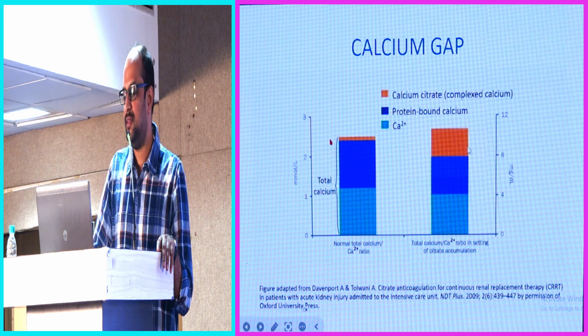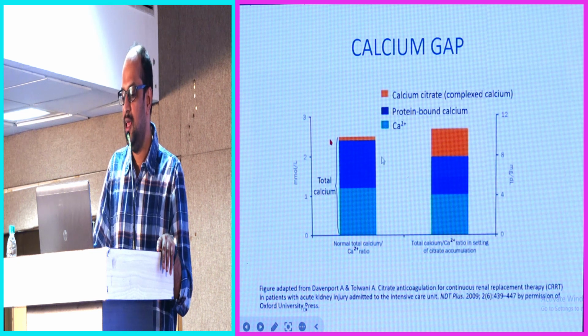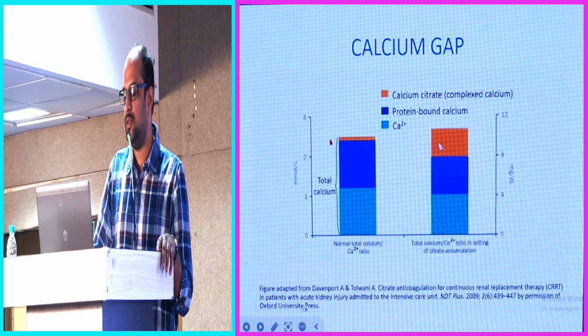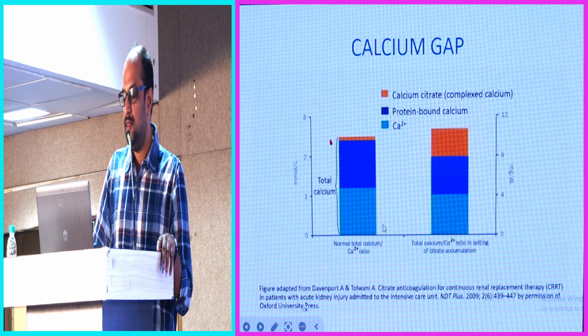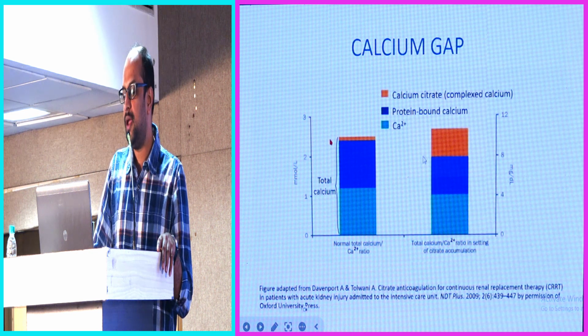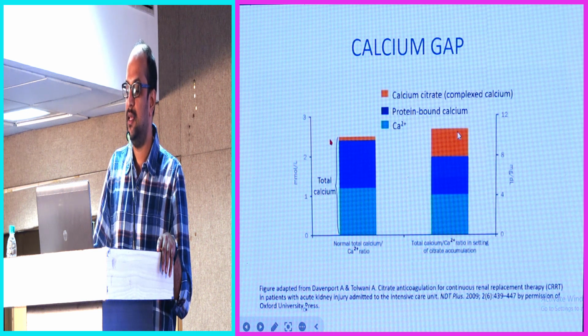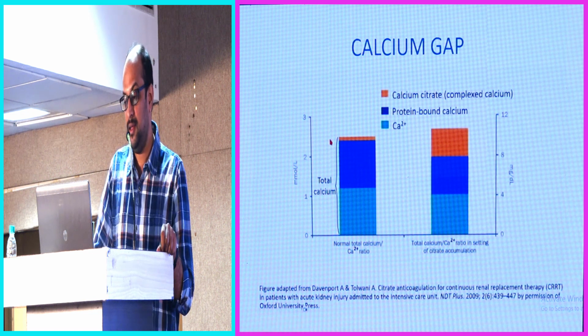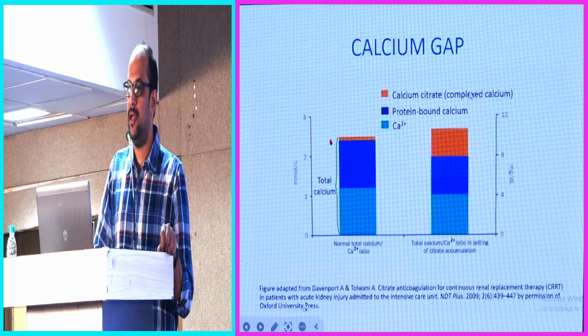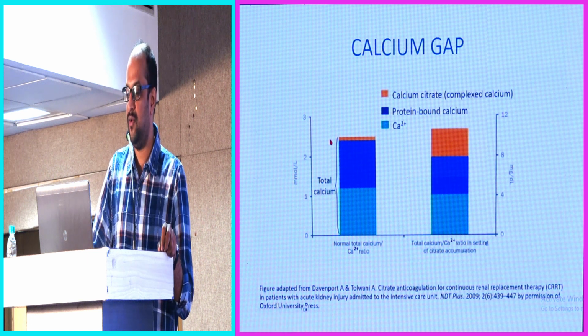This is a normal person, and this is a patient with citrate based CRRT. Overall calcium will be almost similar in both groups of patients, but if you look at the exact type of calcium in the citrate group, the ionized calcium will be decreased, the protein bound calcium will be similar, and there will be high levels of calcium citrate complex. Why it is important is that this calcium citrate is dangerous because the calcium in the complex is not available for coagulation, so the patient may have a bleed, which is the most dangerous complication. At the same time, the citrate can contribute continuously to metabolic acidosis if you are giving it frequently.